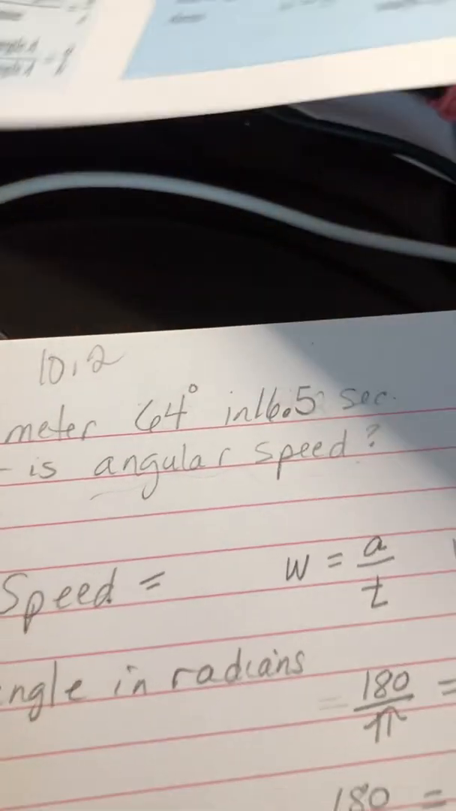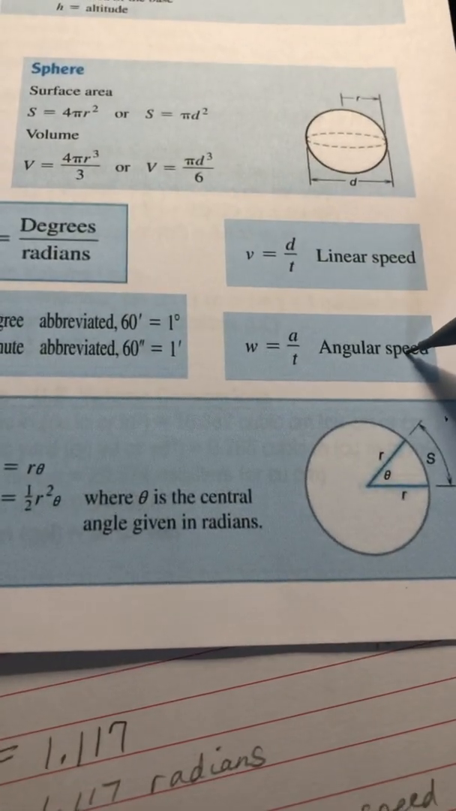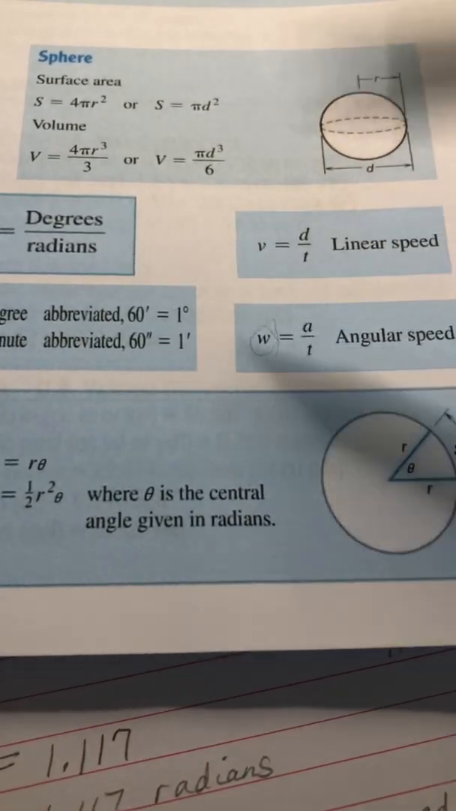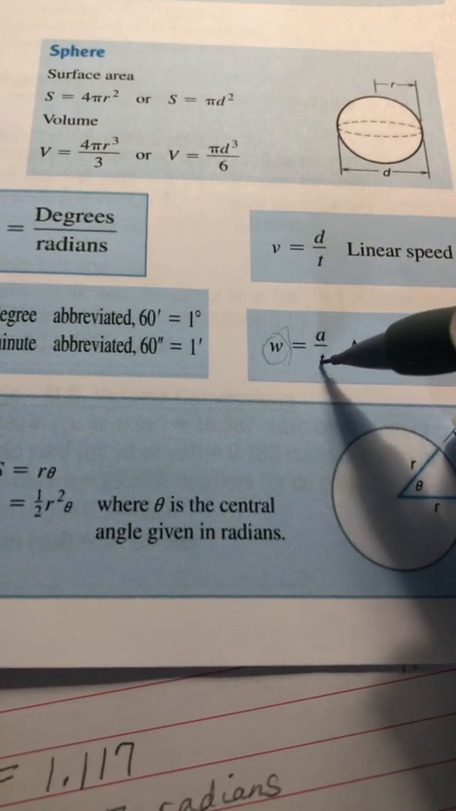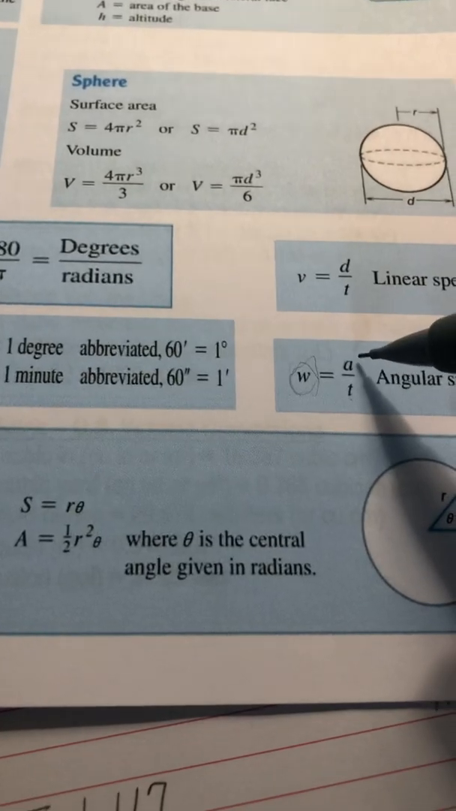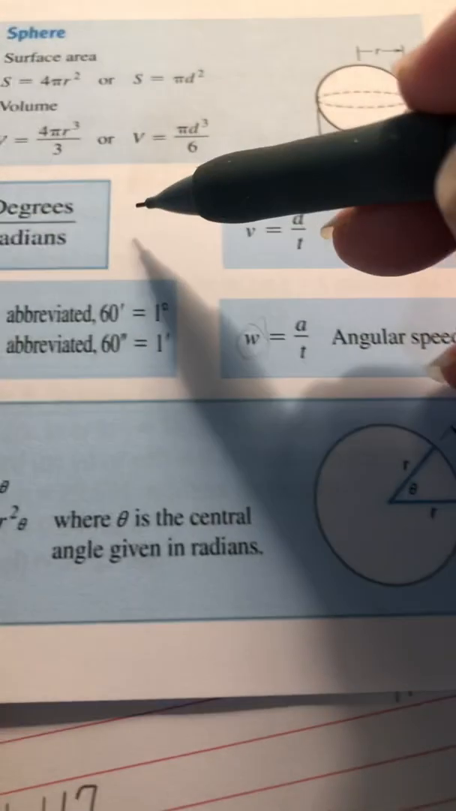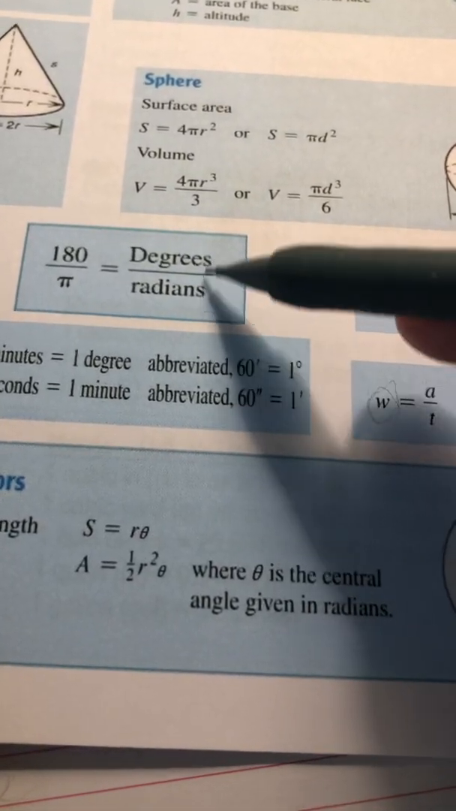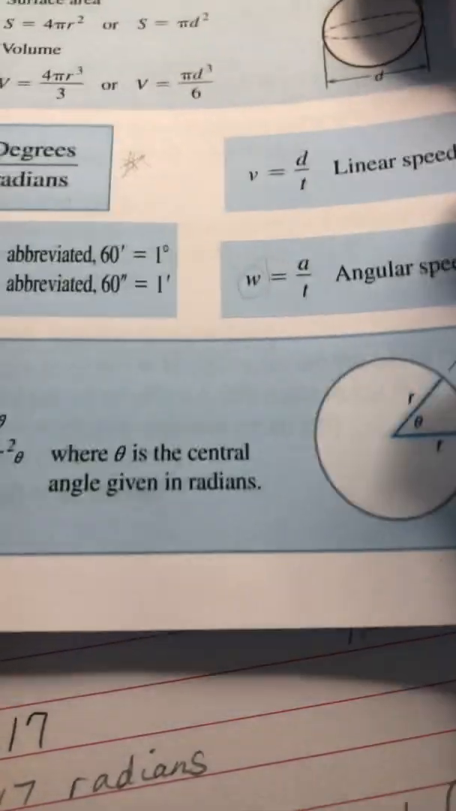So if you look at your formula sheet, down the bottom right-hand corner, there's a formula for angular speed, and the W is representing the angular speed. A is the radians of the angle, not the degrees, but the radians, over the amount of time in seconds. So if you know your degrees, you're going to have to turn your degrees into radians, using this other box here. This box that talks about changing degrees to radians, you'll need that, and then you'll need this angular speed box as well.